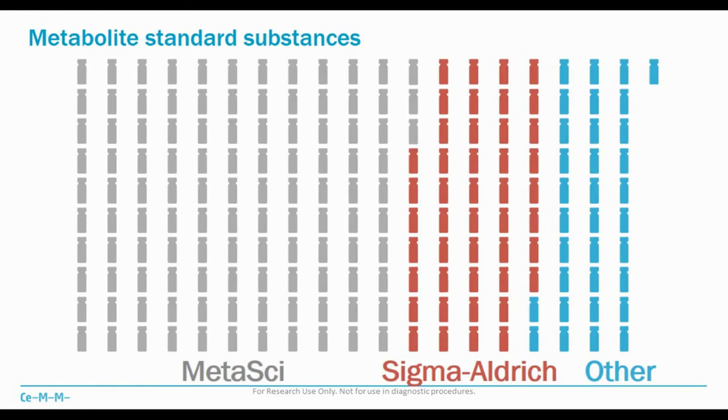So 130 metabolites we got from the company Metasci in Canada. Then around 60 metabolites we got from Sigma. And other metabolites, either we had them in-house or we got from other sources. So we were able to really purchase every single metabolite. We had the method separately as a separate compound to really establish our own standard library in-house.